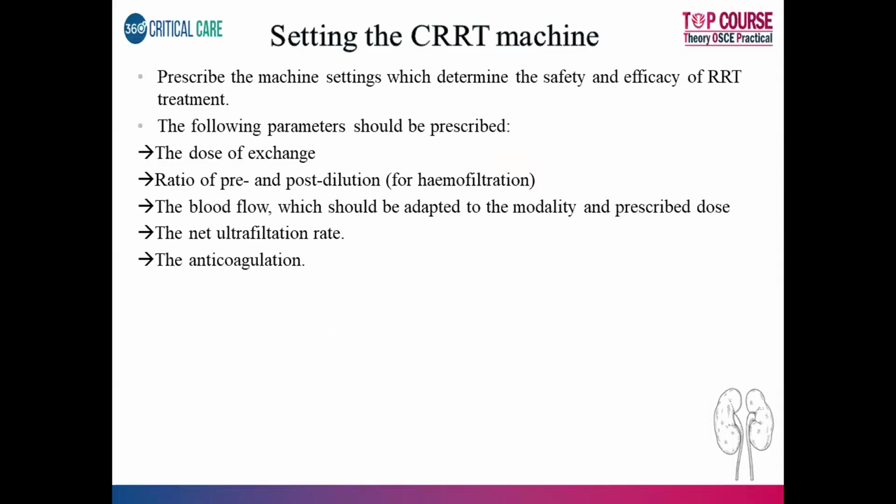Now setting the CRRT machine. Basically, how to prescribe dose for a patient on CRRT. So prescribe the machine settings which determine the safety and efficacy of RRT treatment. We have to first set the patient's name, age, and how much replacement fluid. So you have to see the following parameters. One is what is the dose of exchange, the ratio of pre and post dilution, what should be the blood flow, what is the net ultrafiltration rate, and what is the anticoagulation which we use here.